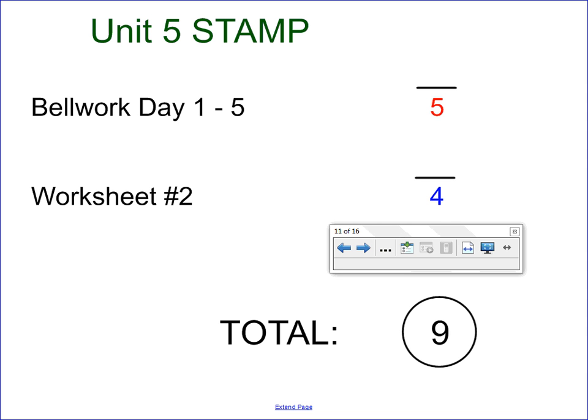Now, if you look at your bell work days, day one there was a substitute. And so what we need to do is go ahead and find day 1 and see if anybody got a stamp for that on day 2. I'm going to pause the recording.